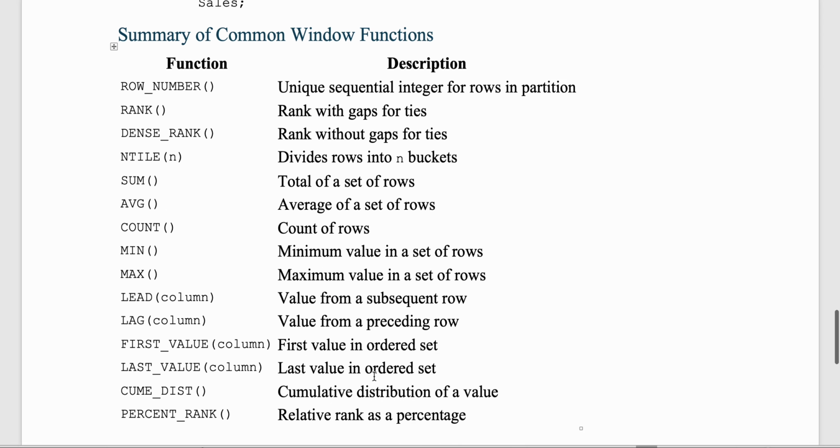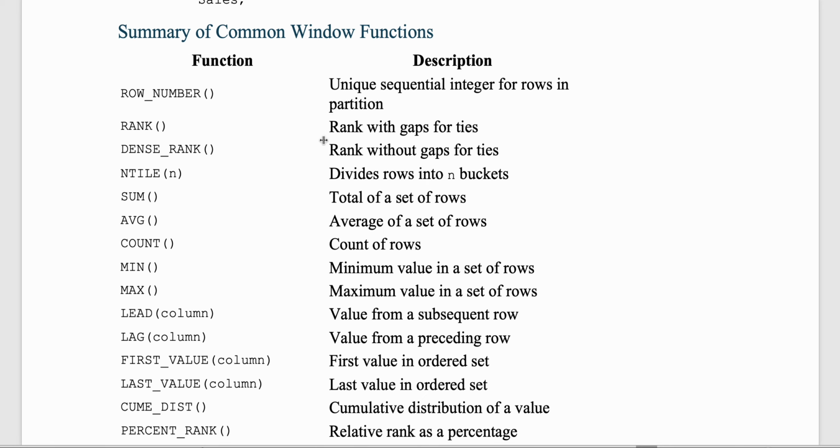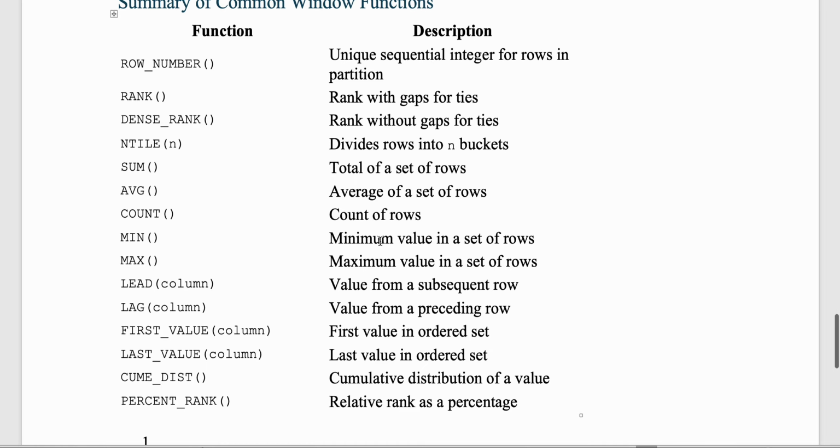So you can see in total: row number, rank, dense rank, ntile, sum, average, count, minimum, maximum, lead, lag, first value, last value. These are all the window functions, and their descriptions we have also written, like why we are using row number, why we are using rank, dense rank, and all, which we can see from this list.